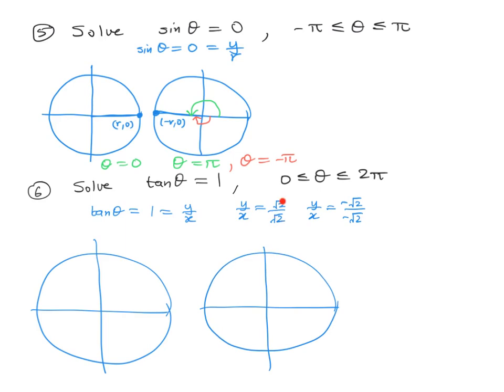So for y over x to equal root 2 over root 2, both positive, I would have to go into the first quadrant. So that would be over here. And then for y over x to equal negative root 2 over negative root 2, those are both negative. I'd have to go into the third quadrant. That would be over here.